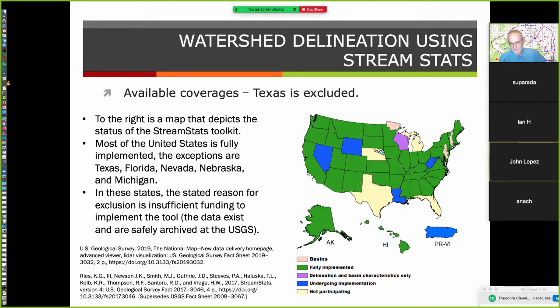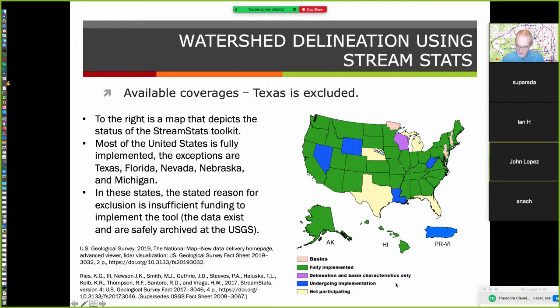And the available coverages of StreamStats are shown in this map. This is circa 2019, last year. So the green areas are fully implemented in the StreamStats map. The blue areas are going to happen someday. The magenta has delineation and basin characteristics only. I forget what basins means. Entire basins. I think these are the ones that are, let's call them in progress for lack of anything.